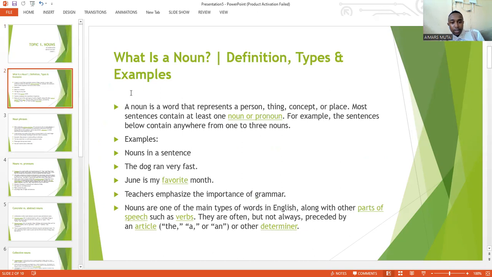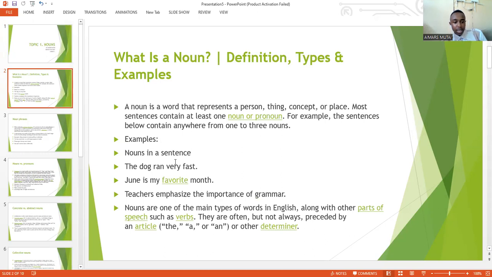A noun is a word that represents a person, thing, concept, or a place. Most sentences contain at least one noun or a pronoun. An example sentence contains anywhere from 1 to 3 nouns. Examples of a noun in a sentence: The dog runs faster. June is my favorite. So you see, in every sentence we've got a noun.